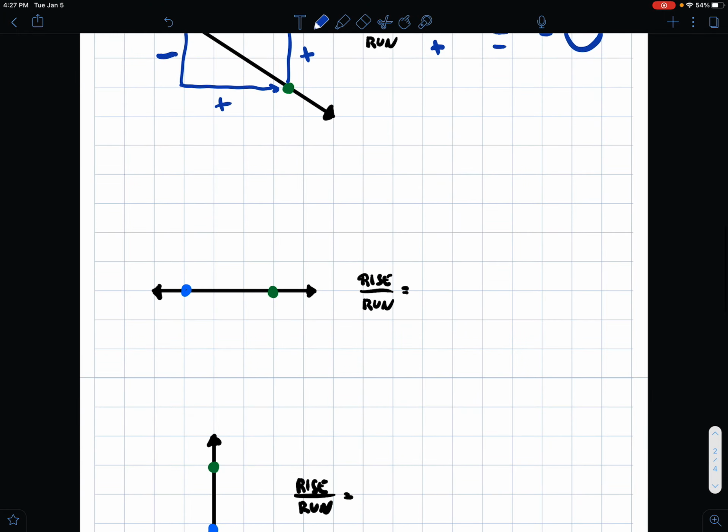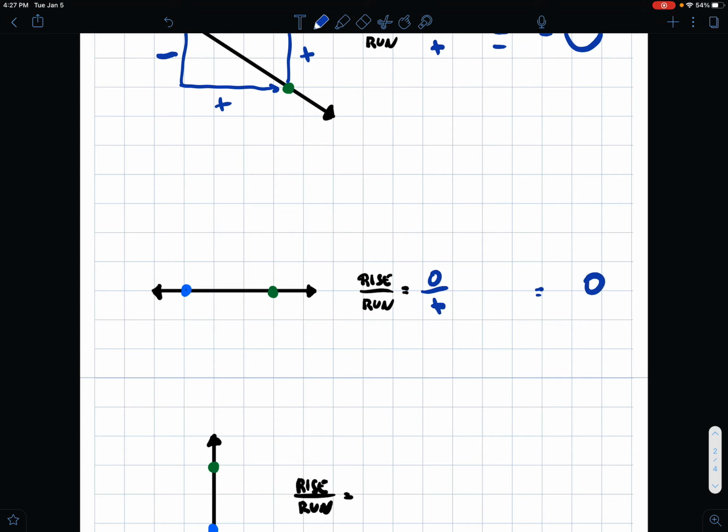And here come the two special cases. What happens when I go from the blue one to the green one? Well, the rise is 0. And the run, well, I'm going to the right, so it's a positive number. But if I have 0 and I divide it by a positive number, it's still going to be 0.